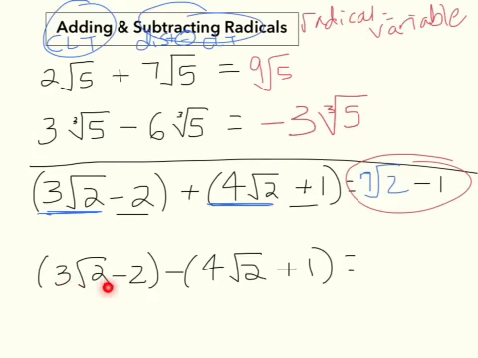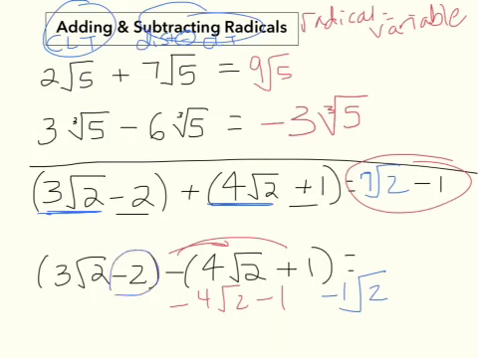All right, so let's do this example. We're doing a radical minus a radical. We're doing our expression minus our expressions. We're going to distribute the negative. So negative 4 radical 2 minus 1. So my like terms would be 3 radical 2 and negative 4 radical 2, which is negative 1 radical 2, or you could just write negative radical 2. And then negative 2 and negative 1, which is negative 3.